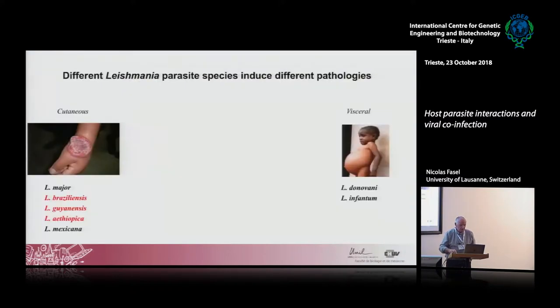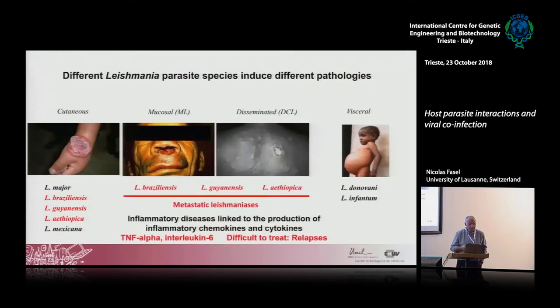When you think of leishmaniasis, you have different Leishmania species, and you have different pathologies. It goes from, for example, cutaneous leishmaniasis with infection with different species like major, Brazilensis, Guayanensis, Ethiopica, to visceral leishmaniasis, where you have infection with Donovani or infantum. In the middle, you have this bizarre, you can call it, or different type of leishmaniasis, which are mucosal, or mucocutaneous, or disseminated leishmaniasis. These are caused by parasites like Brazilensis, Guayanensis, or Ethiopica, and you can find the same kind of parasite which can give rise to cutaneous leishmaniasis or mucosal or disseminated leishmaniasis.